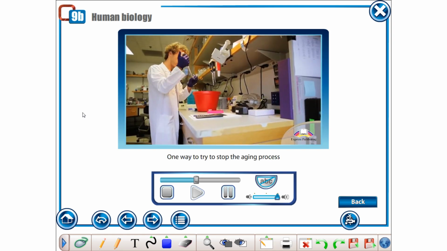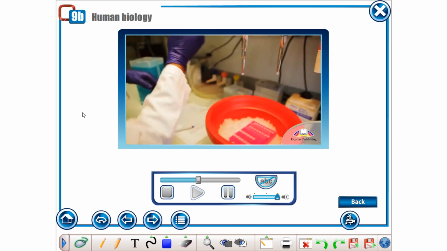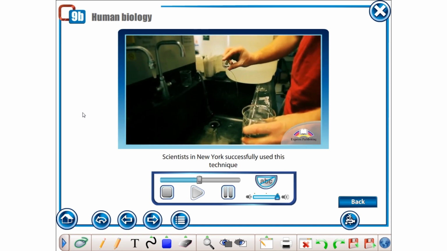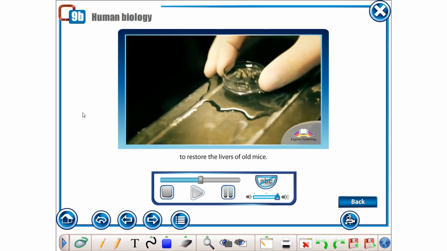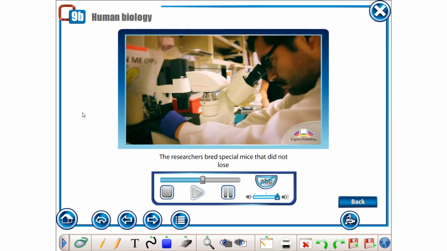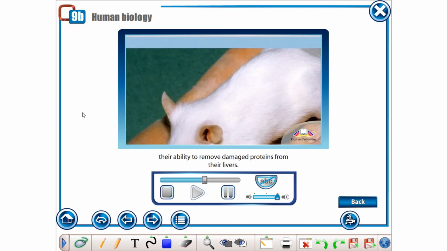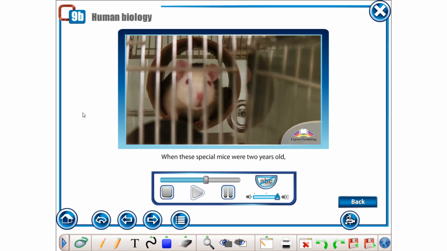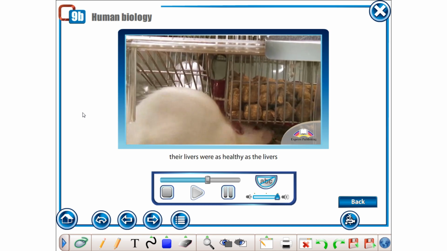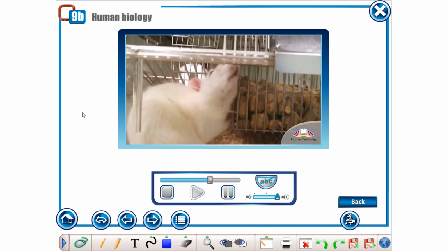One way to try to stop the aging process is to keep cells as clean as possible. Scientists in New York successfully used this technique to restore the livers of old mice. The researchers bred special mice that did not lose their ability to remove damaged proteins from their livers. When these special mice were 2 years old, their livers were as healthy as the livers of ordinary 1-month-old mice.